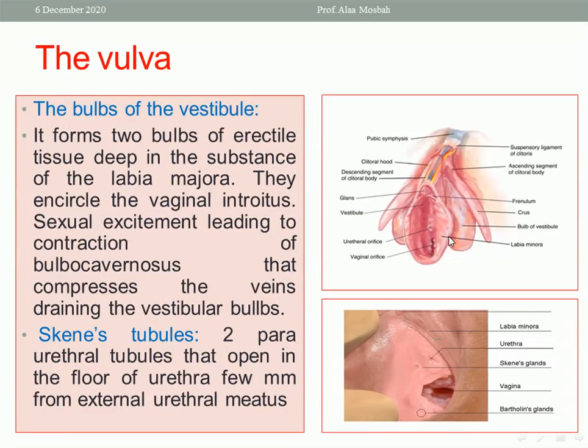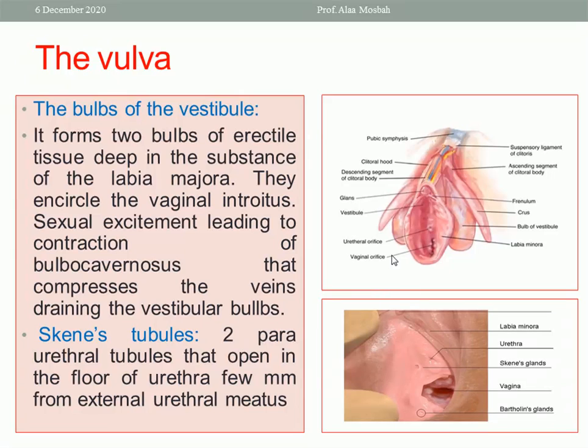What about the bulb of the vestibule? As in this picture, the bulb of the vestibule on each side forms two bulbs of erectile tissue deep in the substance of the labia majora. They encircle the vaginal introitus. Sexual excitement leads to contraction of the bulbocavernosus, which compresses the veins draining the vestibular bulbs. That's why it becomes congested.